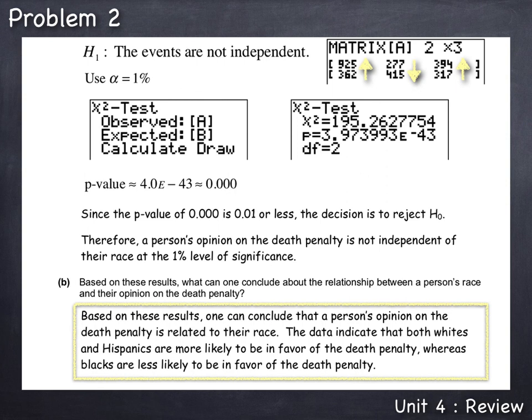But to get some insight beyond that there's just a relationship, you need to look inside the data. And here you could see that the trend differs for the different races. And then describing those in whichever way you seem appropriate will help describe the relationship. In this case, we describe this relationship as that the data indicate that both whites and Hispanics are more likely to be in favor of the death penalty, whereas blacks are less likely to be in favor of the death penalty.